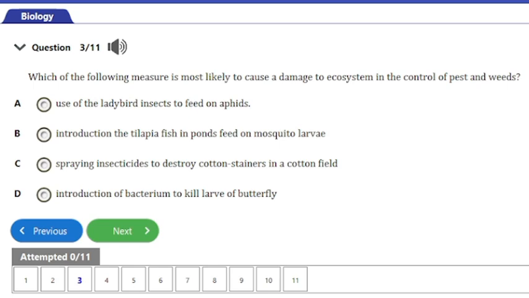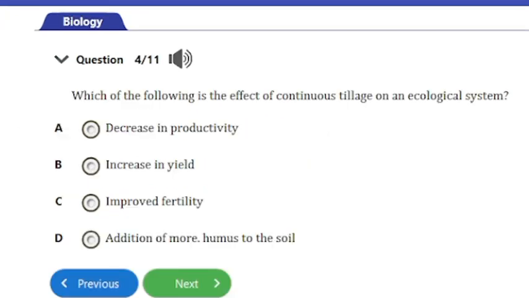Actually, spraying of insecticide can cause damage to the ecosystem due to the fact that it can pollute the water bodies and then make the soil toxic as well. So that's it for that question. Let's consider the next question, guys.